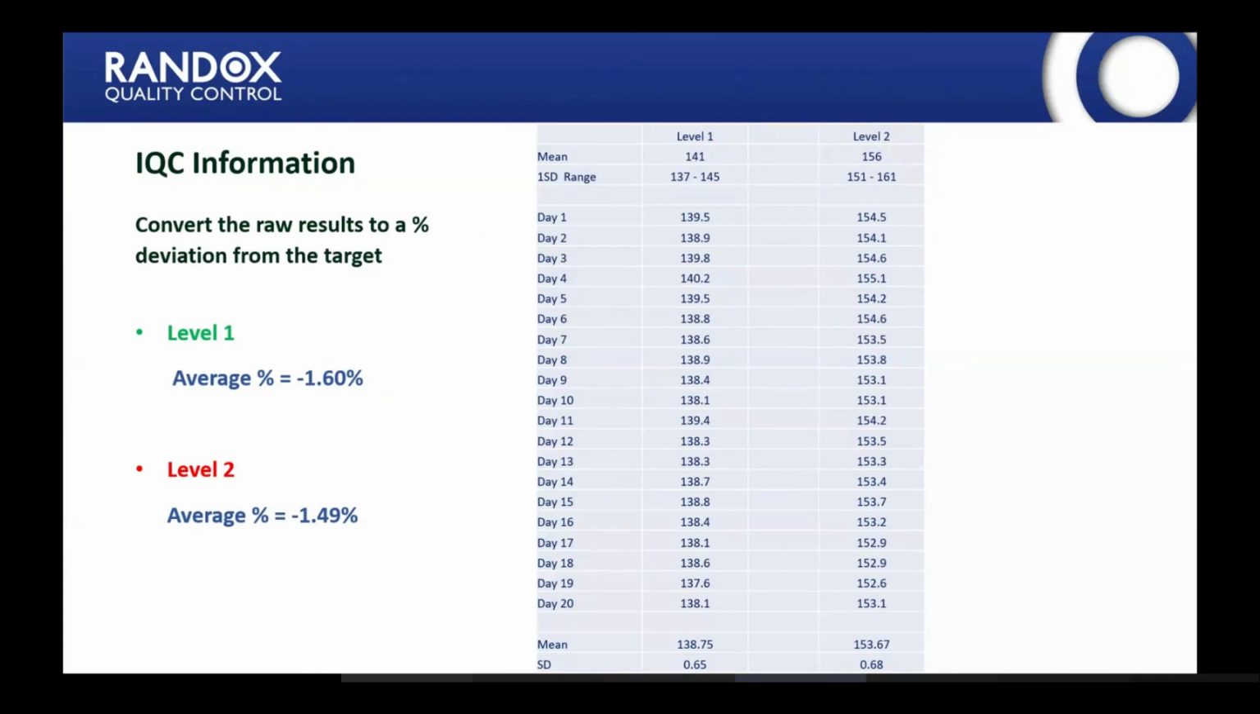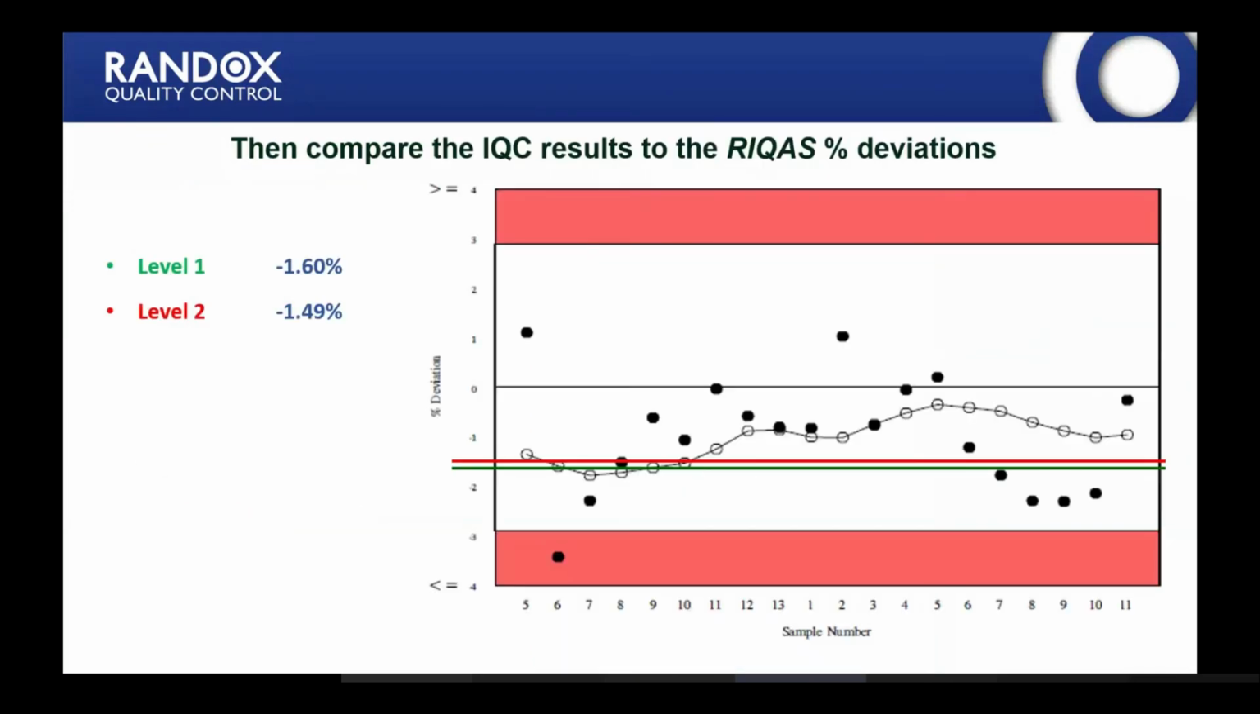Whenever we looked at the two levels, the average deviation for level 1 was minus 1.6%, and for level 2 was minus 1.49%. Now, when we plot that on the EQA report, here we go, 1.6 and 1.49 for the two levels. So this is what the average internal QC level is like. And as you can see, their EQA is actually performing very well. However, it is true that they are running with a negative bias.